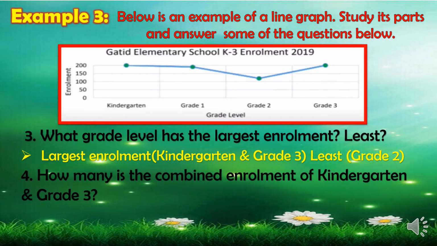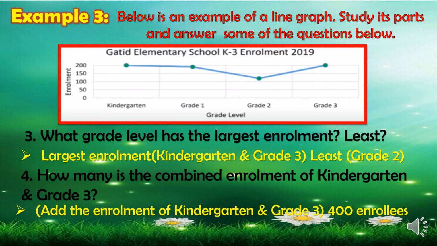And number 4 question. How many is the combined enrollment of kindergarten and grade 3? So to get the combined enrollment of kindergarten and grade 3, add the enrollment of kindergarten and grade 3. So 200 plus 200, you will get a total of 400 enrollees.